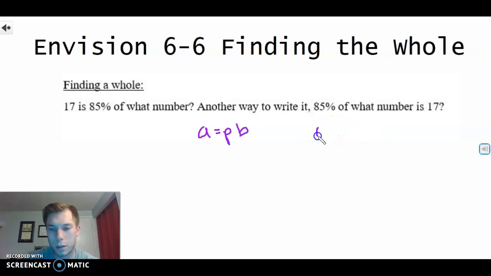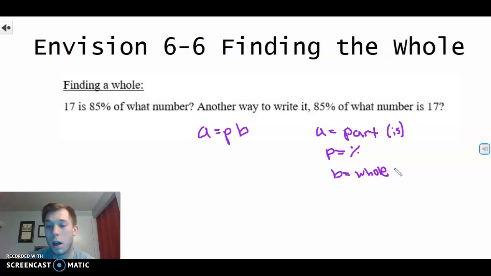where A, I'm going to identify each one. A is the part, which can usually be found, unless in a word problem, usually found by the word is, or say is this, is that. P, well, that's our percent, and B is our whole, which is often found, except in some word problems, identified by the word of.